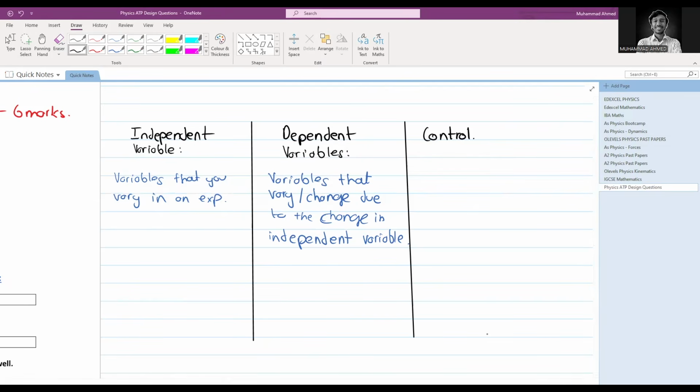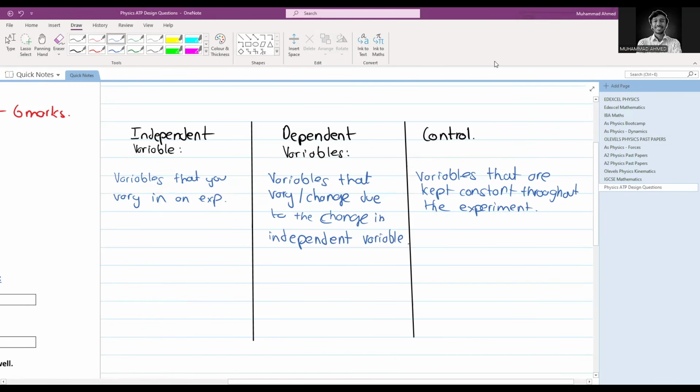Let's repeat again. Independent variables are those variables which you change in an experiment. Dependent variables are those variables which vary or change due to the change in independent variables. What are control variables? Variables that are kept constant throughout the experiment. Now, let me show you an example.